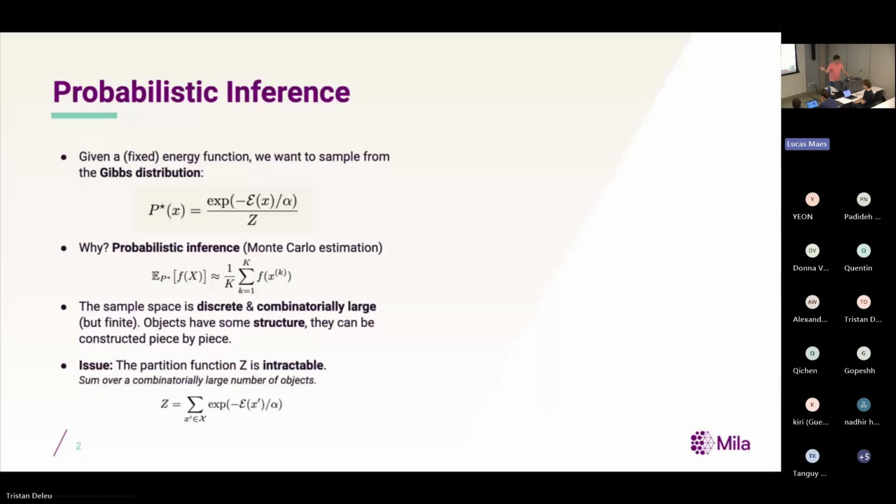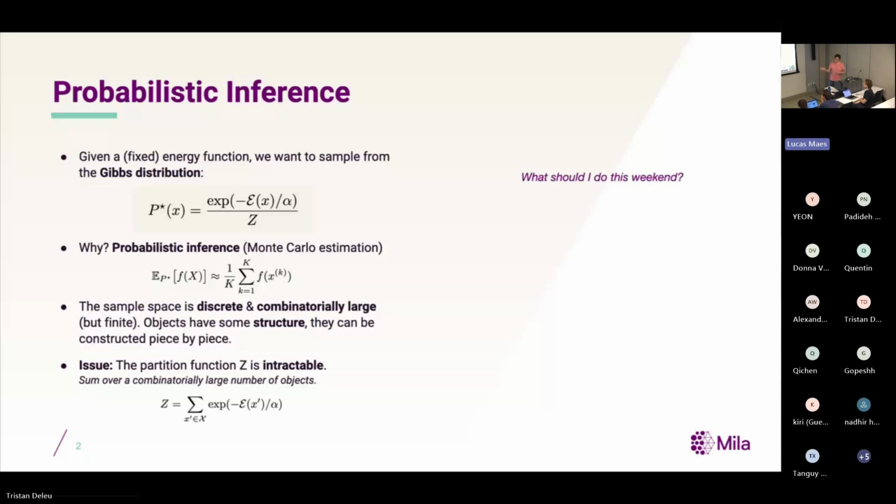So this will be the setting we're in, but we still assume that it is a discrete and finite sample space. Another assumption that we're going to make is that the objects that we're going to consider have some kind of structure. We'll see some examples of that down the line, but the key idea is that they can be constructed piece by piece.